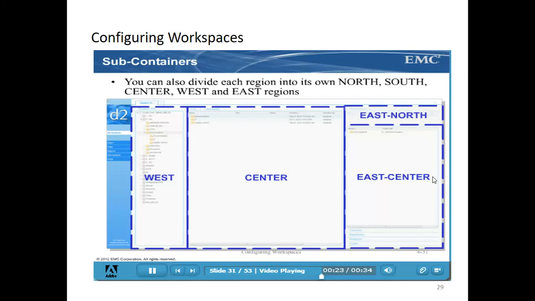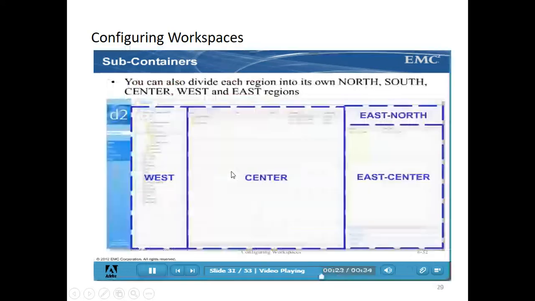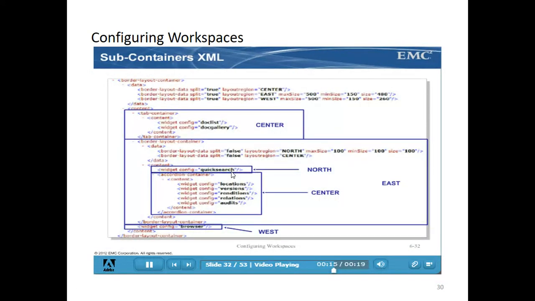For example, if you want to split the east one, like in east north, you have to follow once again the same structure which is used to define border layout. You have to create one more border layout data, and based on the data you have to once again define the content. For example, in east they have defined east north and east center, right? East north they are defining the quick search.